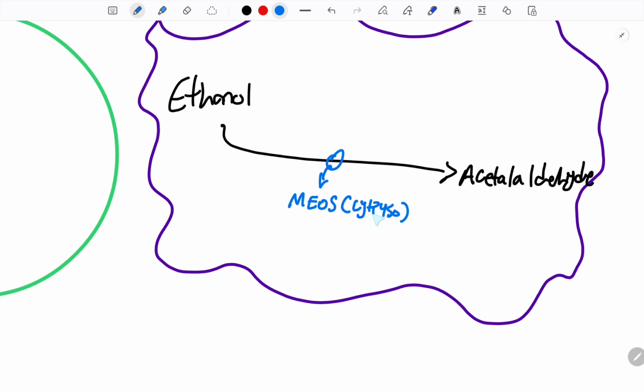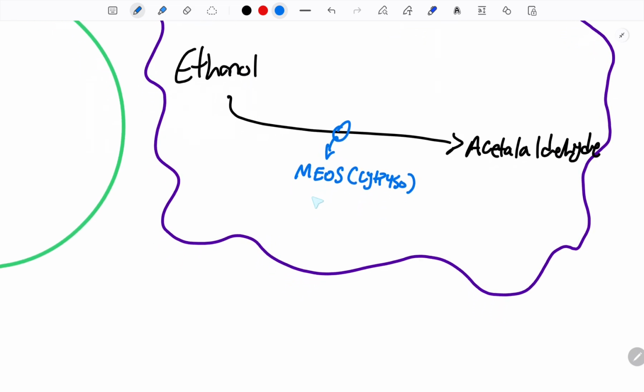For example, polycyclic aromatic hydrocarbons can be found a lot in meats, steroids, and a lot of drugs. There are different cytochrome enzymes, and the enzyme that is really specific in metabolizing ethanol to acetaldehyde, if you really want to know, is actually cytochrome P2E1. And it has been estimated that this MEOS is responsible for about 20% of ethanol oxidation.